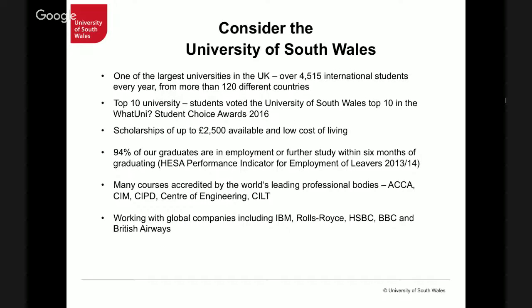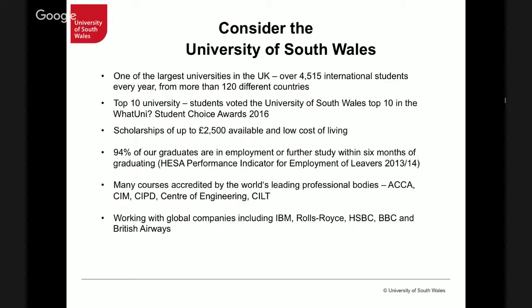So why should you think about the University of South Wales? We're one of the largest universities in the UK, and you certainly wouldn't be alone as an international student, because we have over 33,000 students in total, and 4,500 of those are international and European students, about 15% of the university's population. We were also voted a top 10 university in the What University Student Choice Awards for our student facilities. That's obviously a great benefit to you, and the great thing about that award is that it's voted for by students, so I guess this speaks for itself.